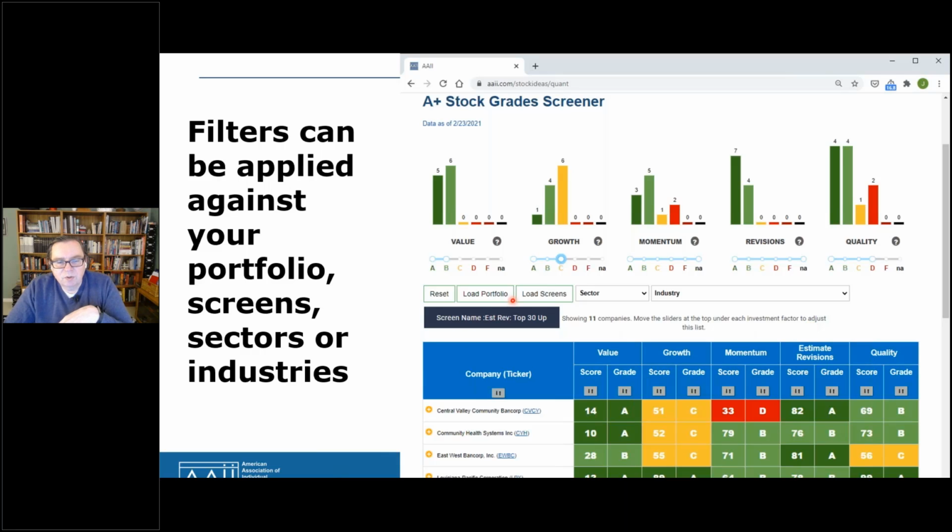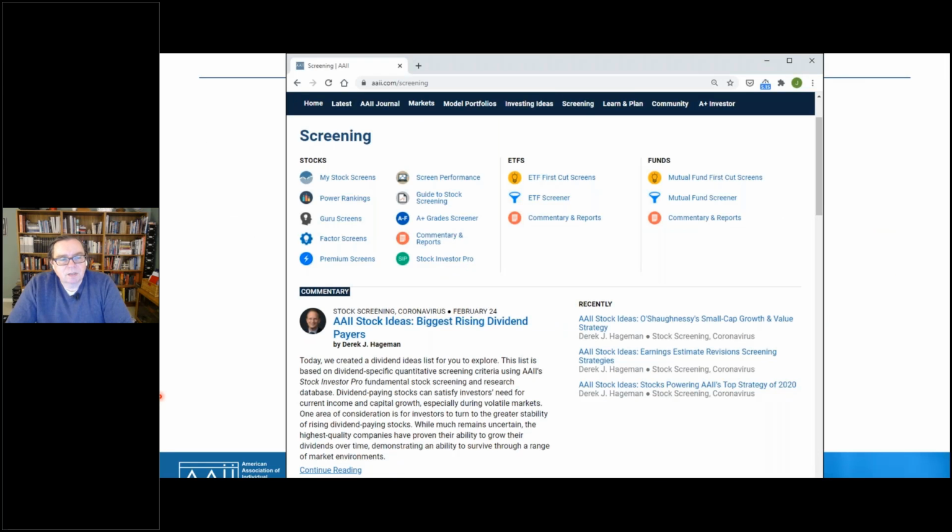You could also load your portfolios and do a similar analysis, or if you want to look at a sector and see which stocks within a sector are doing well, that's, I think, an interesting approach.